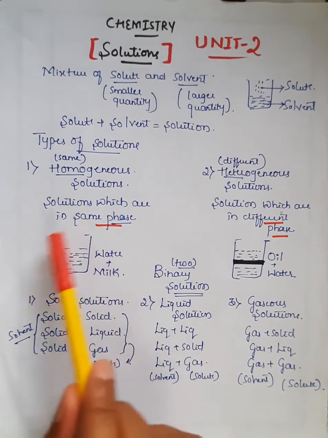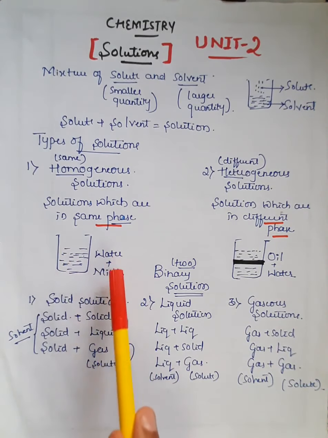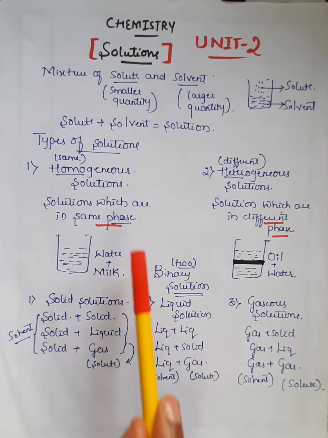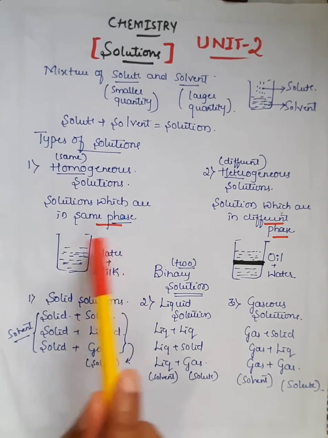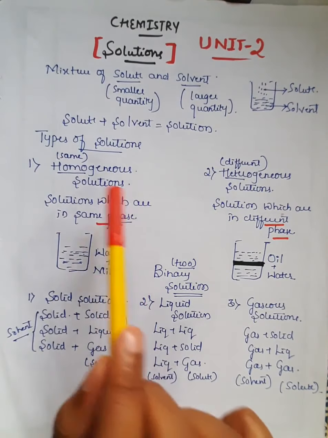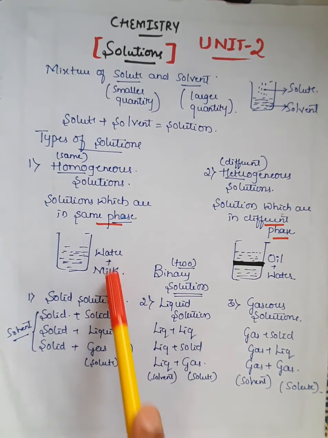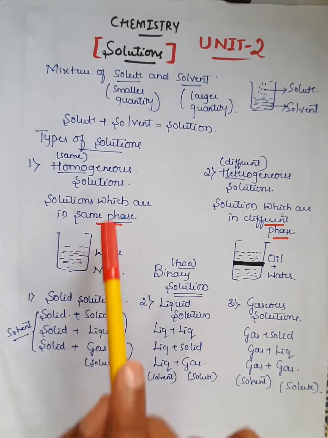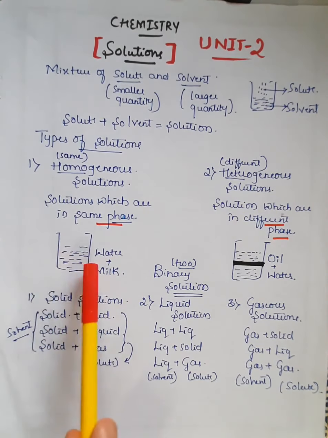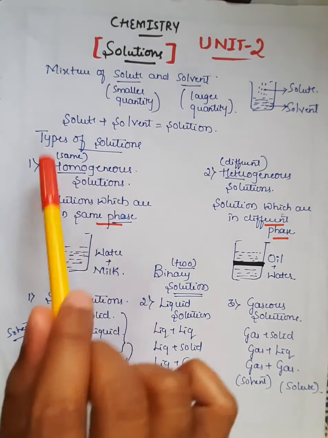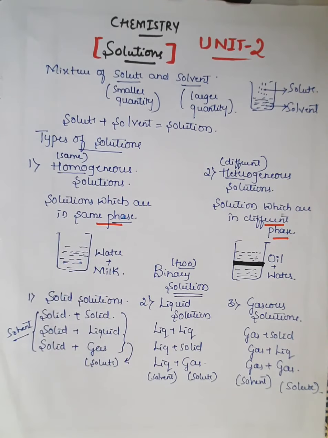Here I have given the representation. Whenever you take water and milk in the same container, the water will completely mix with the milk to a certain extent. Then it is called homogeneous, because both water and milk are present in the same phase and there is no line of demarcation. You cannot separate water and milk very easily, and no separation line can be observed. Therefore these kinds of solutions are called homogeneous solutions.